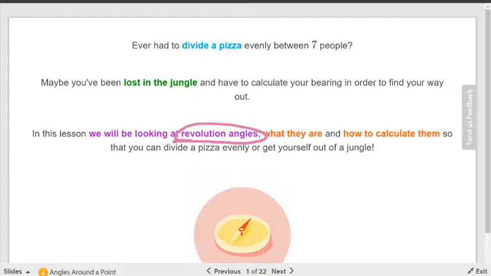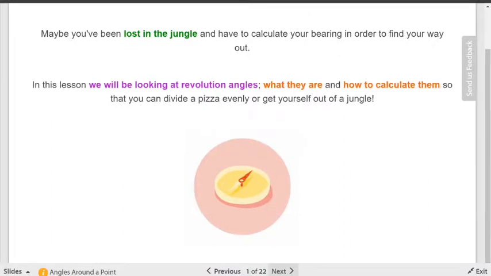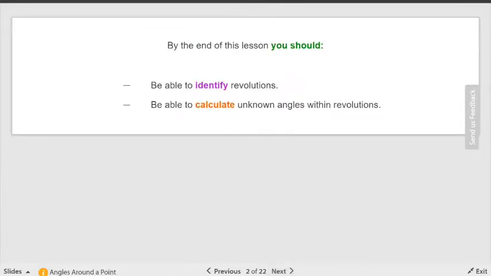Exactly. Revolution means a full rotation all the way around, so it always adds up to 360 degrees. Just like the other ones that we did, except that we're adding to a different amount, because if you change the size of the angles, you change the amount. So we're going to be able to identify, count revolutions, and calculate unknown angles.